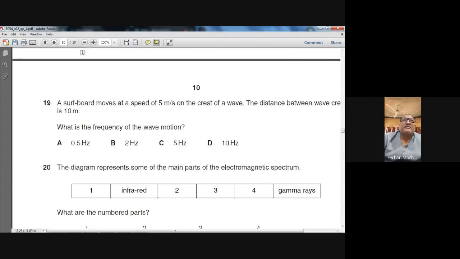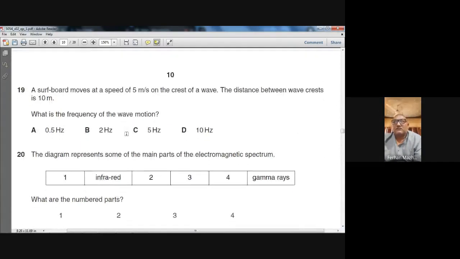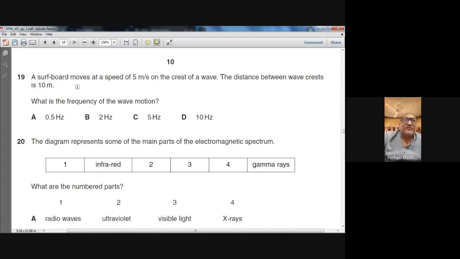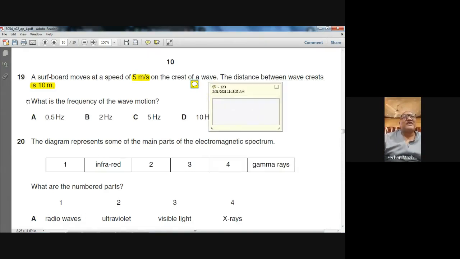Okay, question number 19 is on your screen. A surfboard moves at a speed of 5 meters per second on the crest of a wave. The distance between wave crests is 10 meters. What is the frequency of the wave motion? Here the speed of the wave is given, and the wavelength is also given, that's 10 meters.